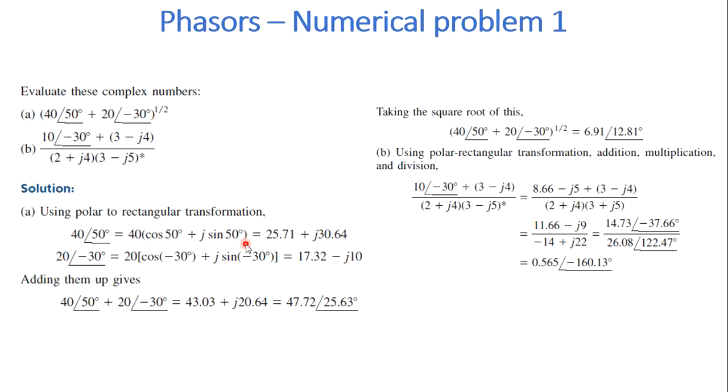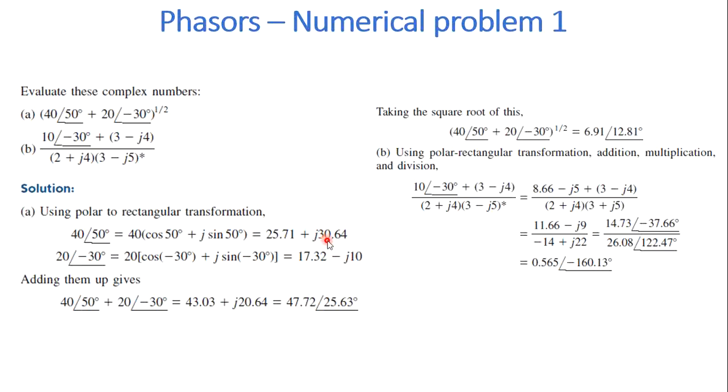This is how you can write a complex number: r angle theta can be written as r into (cos theta plus j sin theta). If we substitute the values of r and theta, we get the polar form converted into rectangular form. Similarly, for the second complex number 20 angle minus 30, the formula is again r cos theta plus j sin theta. Substitute r and theta, and you will get 20 angle minus 30 in polar form equivalent to 17.32 minus j10 in rectangular form.